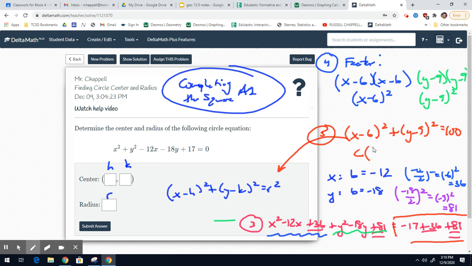Your h is a positive 6 and your k is a positive 9, opposite signs. And your r squared is 100. So you take the square root, and 100 is a perfect square, and r is 10. And there's your numbers: 6, 9, and a radius of 10.